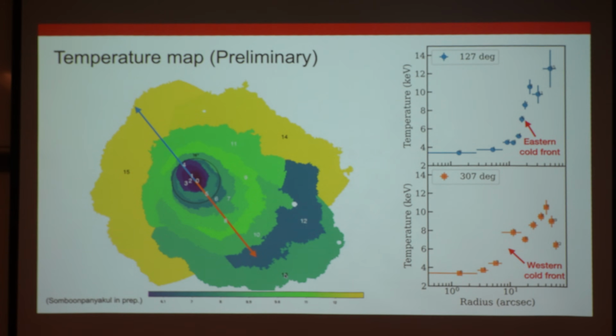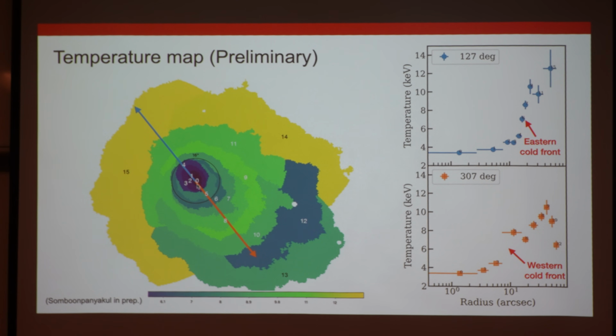With additional data, we can do a temperature map. So instead of doing just a profile, drawing a circle and then going outward, now we can do a temperature map. Each one of these bins is one temperature. We run an algorithm to make sure that each one of these regions has roughly the same amount of counts, or roughly the same signal to noise.